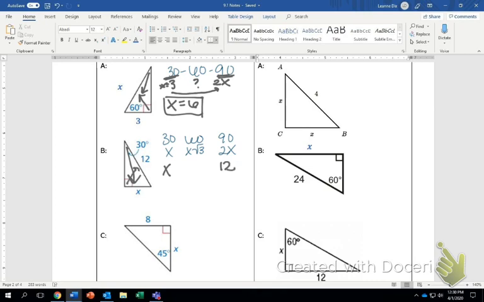And across from my 90 is 12. Now remember, our 12 is 2 times x, so 2 times what gives me the 12? Well, 2 times 6 will give me the 12. So x is going to equal 6 this time. So it's the same thing.